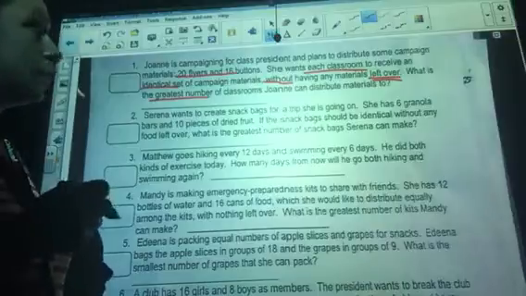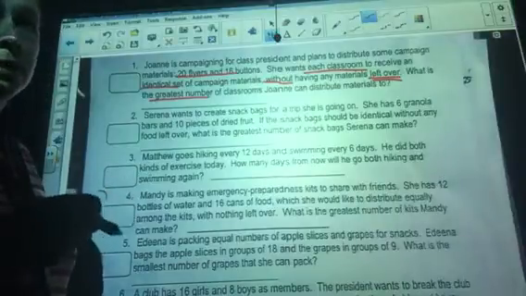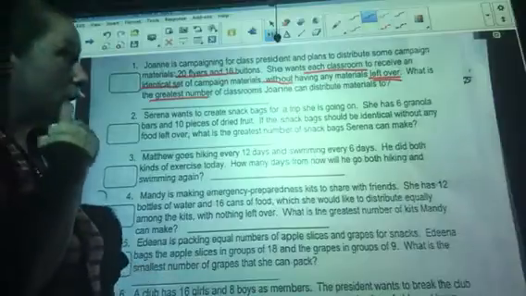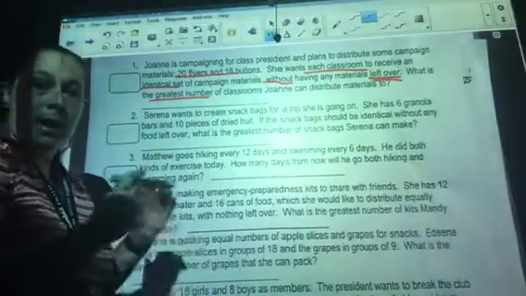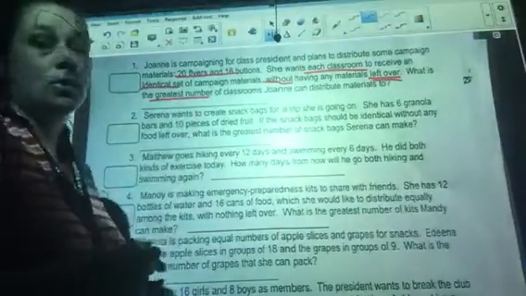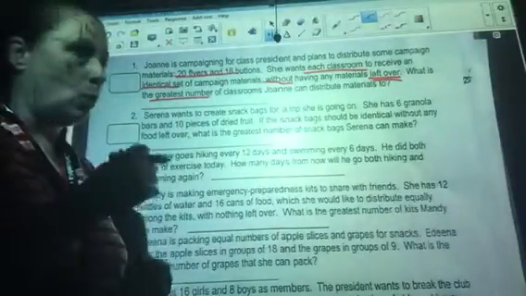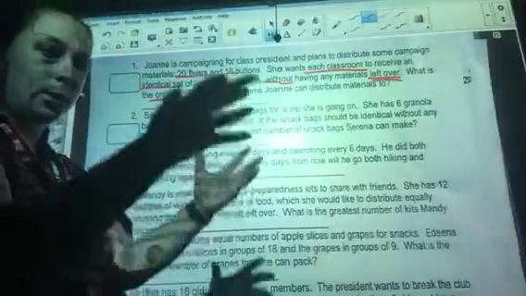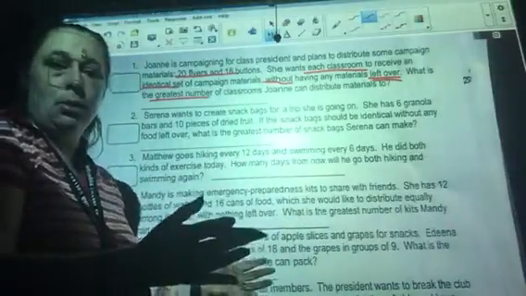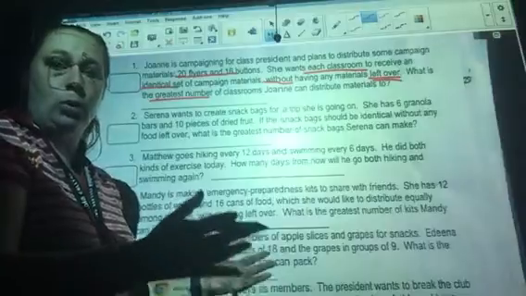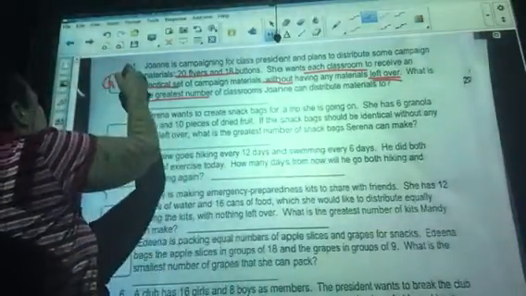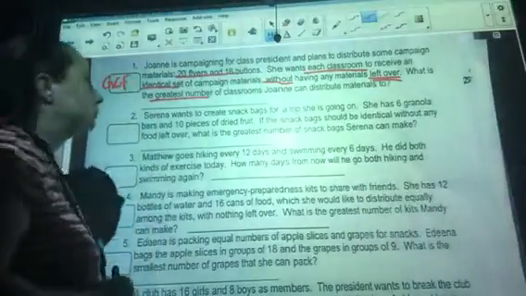Now, notice it didn't say if she bought these materials and she wanted to buy more. It doesn't talk about buying more. It's saying this is what I have. How many groups can I take care of with what I have? So for this instance, you're going to find that greatest common factor. We're not multiplying anything. We're simply taking what we have and dividing it to see how many groups we can work with. Okay, so for this one, greatest common factor.